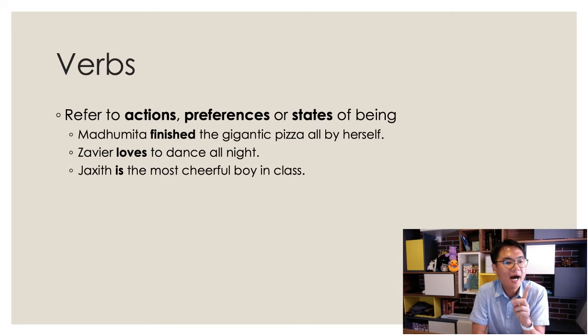Why is it was finishing and not were finishing? So listen to my question very carefully. It's past continuous, right? Was finishing. Why is it was finishing and not were finishing? Yes, thank you. Were is plural form and Madhumita is singular, right? There's only one of Madhu. Yes, therefore, one puts S after the verb. And in this case, the verb is was. Madhu was finishing the gigantic pizza all by herself. That's great.